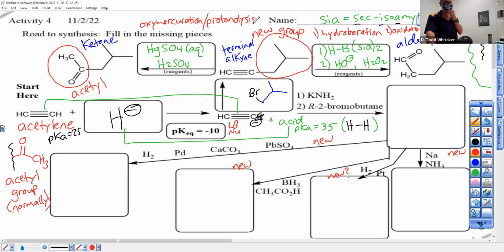Okay, so 2 mechanisms you definitely want to really be solid on. The 2 mercury ones and the two hydroboration oxidation ones. Okay? They're big points. The mercury one's like 11 points, and the oxymercuration is like 13, 14 points.